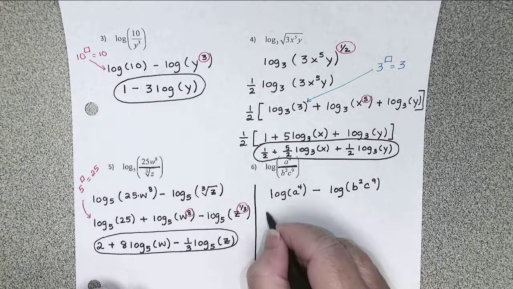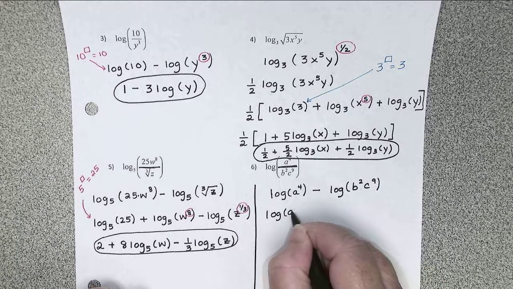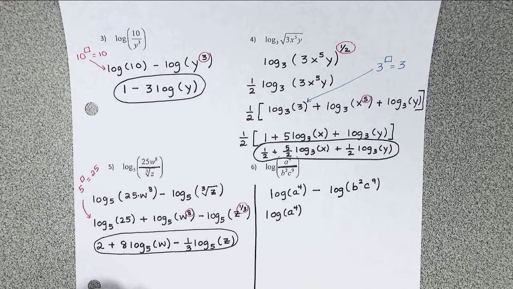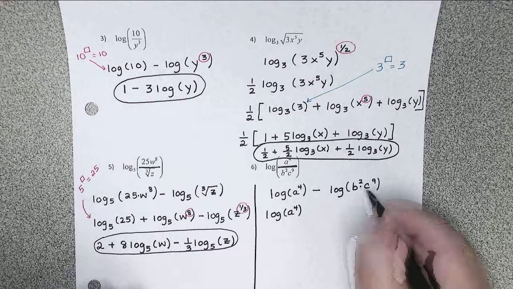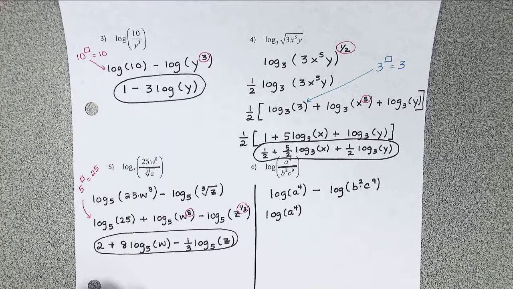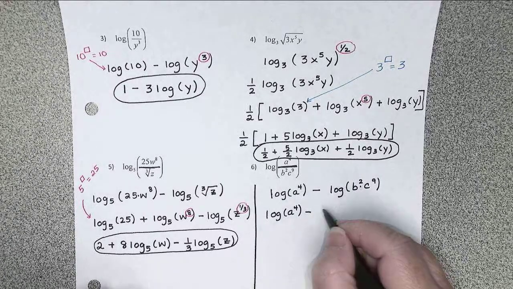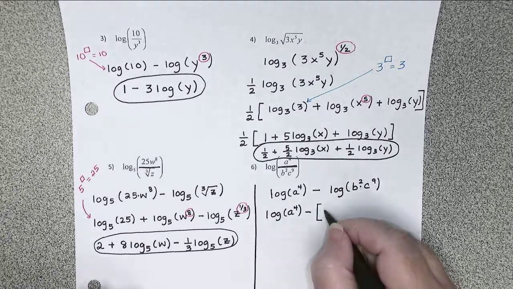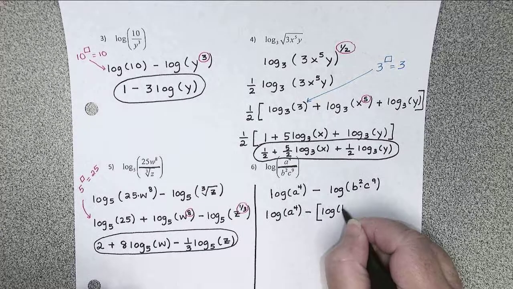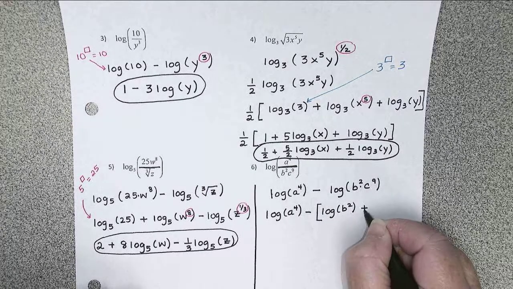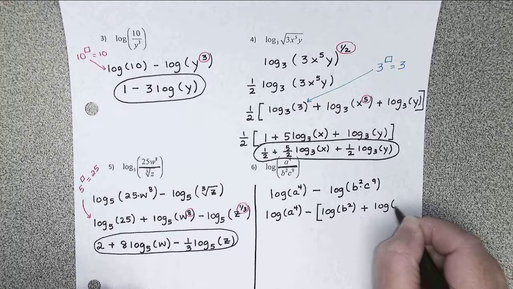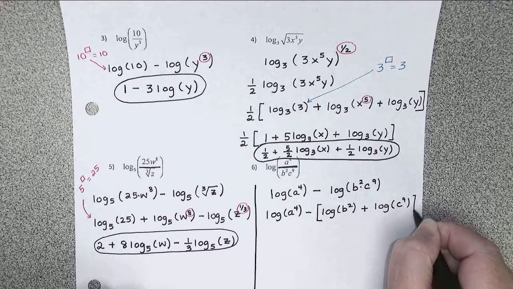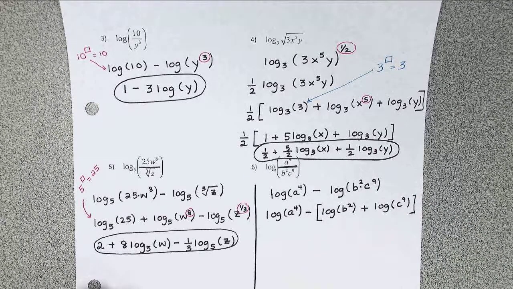I'm going to leave the log of a to the 4th for now. I definitely have a power property there, but I think I'm just going to wait and do that in a little bit later step. And right now I'm going to concentrate on the fact that that's multiplication, so I can use my product property. When I subtract, notice I'm subtracting the entire thing. So I'm going to use brackets. That would be the log of b squared plus the log of c to the 9th, all getting subtracted.